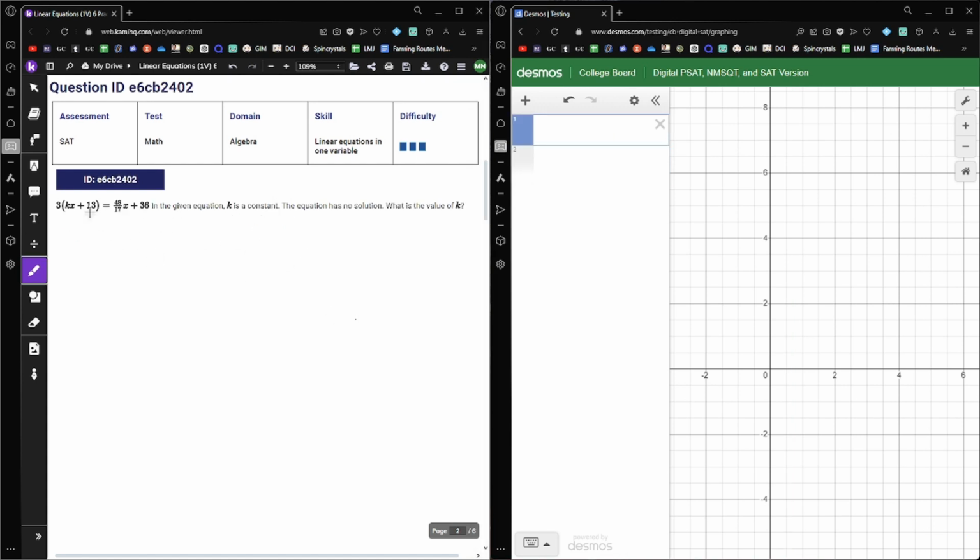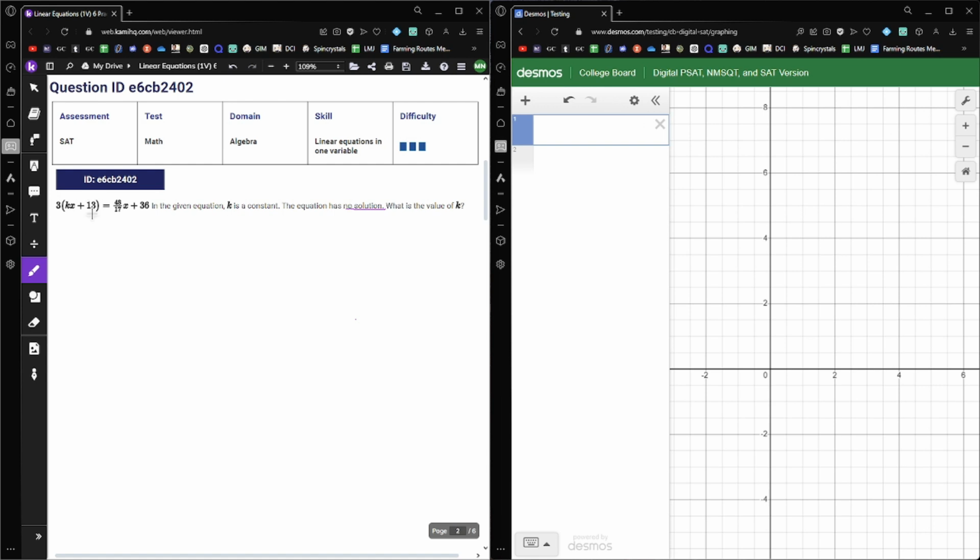Question number 2. We have this equation right here. In the given equation, k is a constant. The equation has no solution. What is the value of k? So if you remember, equations that have no solution will have the same slopes. So all we've got to do is set these slopes equal to each other.